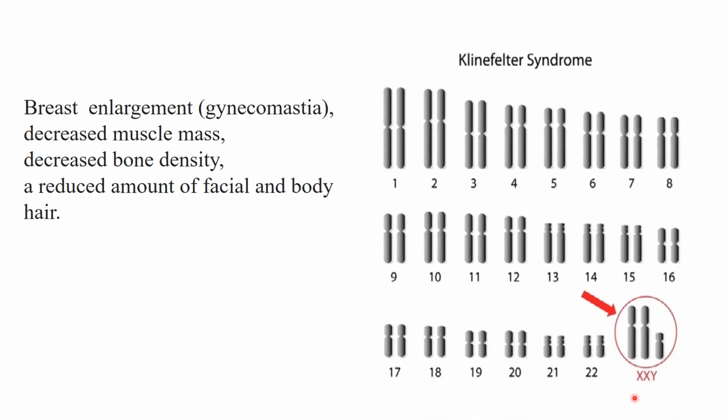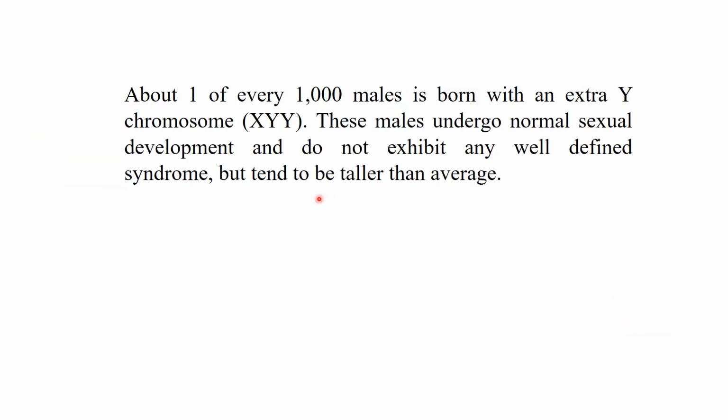Normally a male has the XY chromosomes, but in Klinefelter syndrome it is associated with XXY. XXY is a trisomic condition linked with the sex chromosomes. About 1 of every 1000 males is born with an extra Y chromosome. The condition is called XYY.